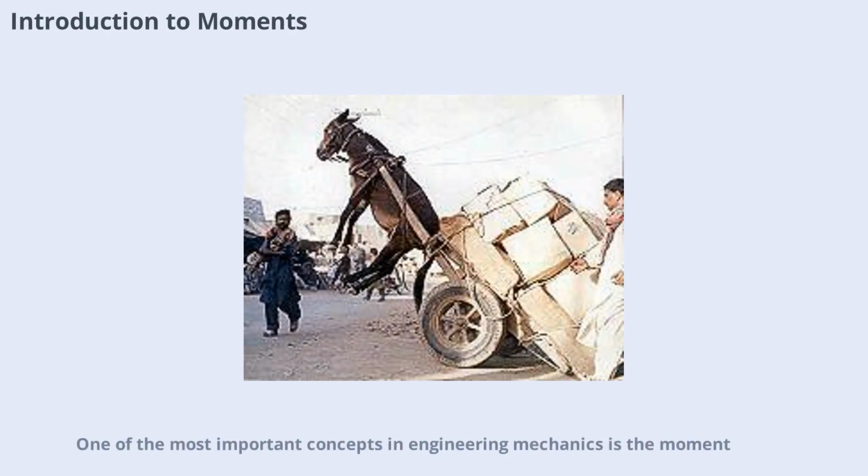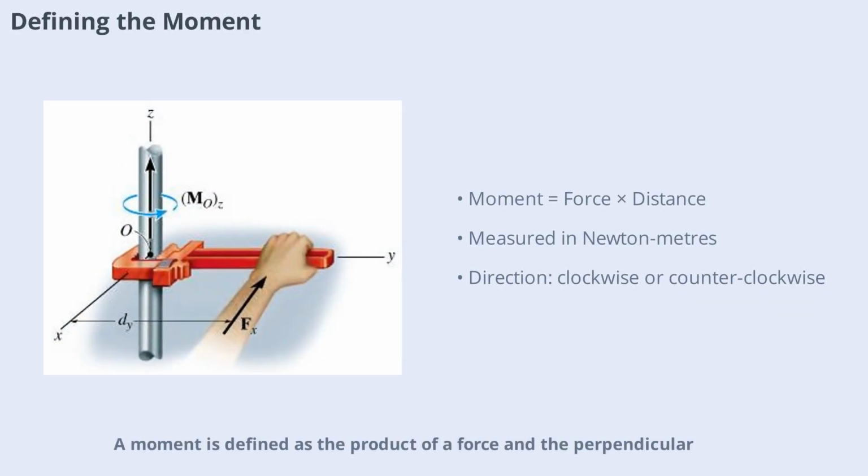One of the most important concepts in engineering mechanics is the moment. The moment of a force measures its ability to rotate an object around a fixed point or axis. This is crucial in understanding how levers, beams, and other structures respond to applied forces. Moments are everywhere, from opening a door to using a wrench. In this section, we'll break down what moments are, how they're calculated, and why they matter in both static and dynamic systems. Moment is defined as the product of a force and the perpendicular distance from the point or axis to the line of action of the force.